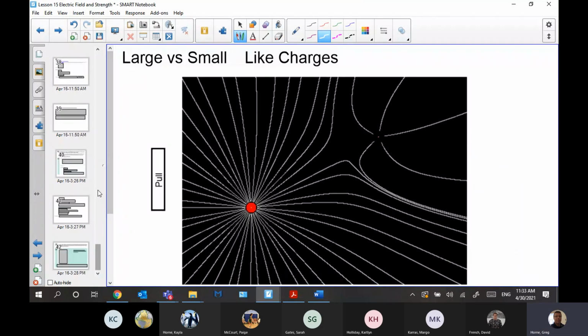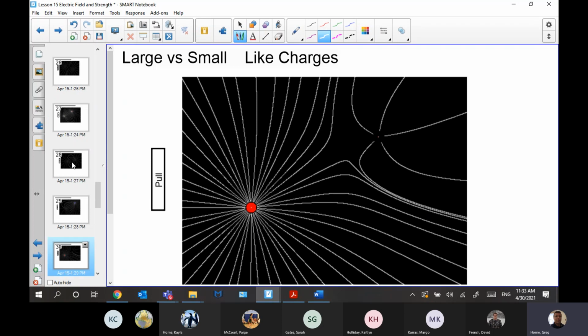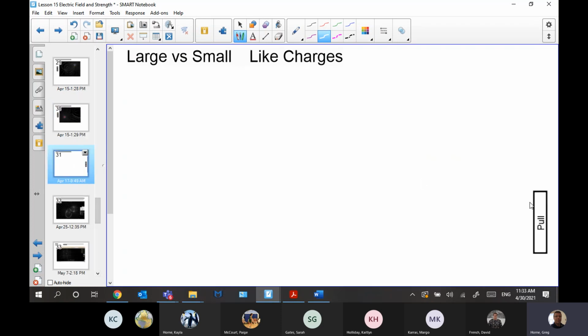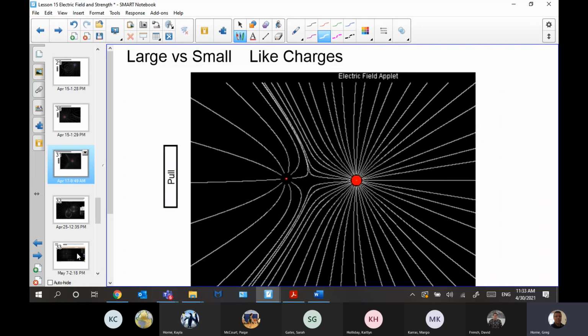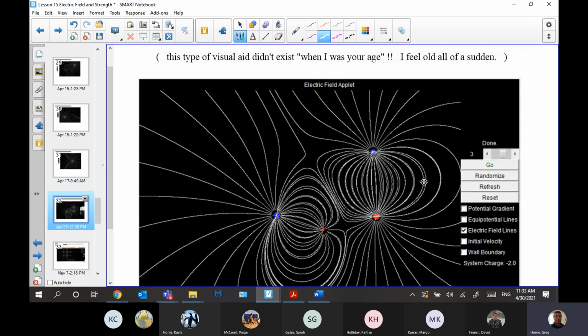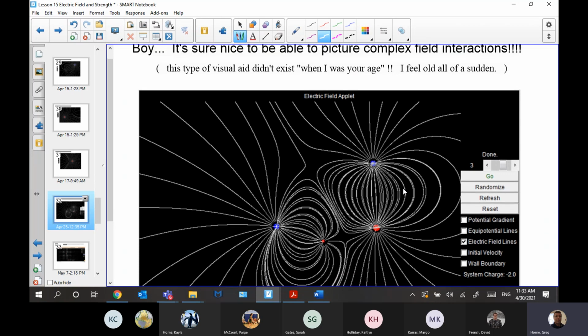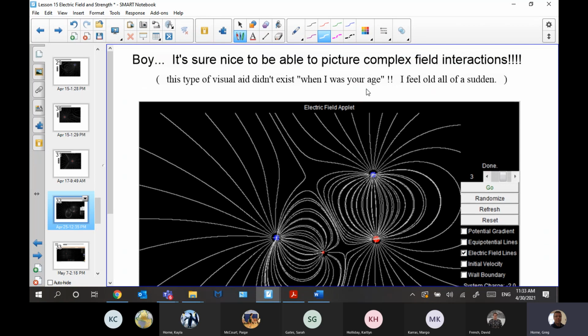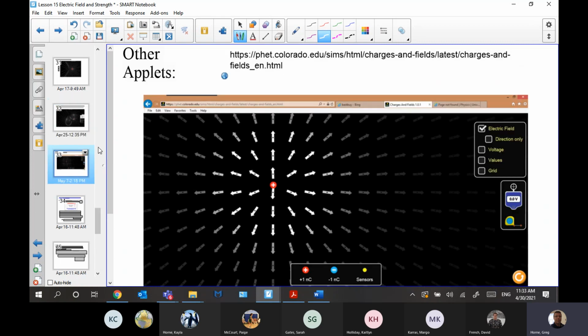So, kind of neat, right? To be honest, it may be hard for you to appreciate because you've grown up in this time frame. But man, it's nice to be able to visualize these things. It's sure nice to be able to picture the field lines from a complicated set of charges, and it just magically appears on the screen. This didn't exist when I was your age, when I walked uphill both ways and all that good stuff. But it's certainly pretty nice to be able to see. There are links to other applets as well.